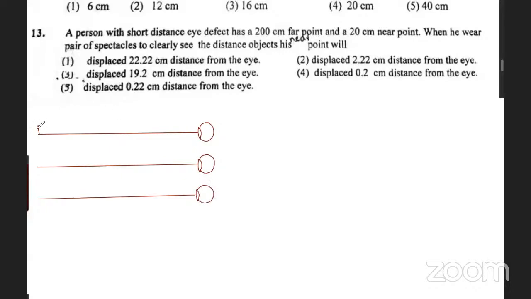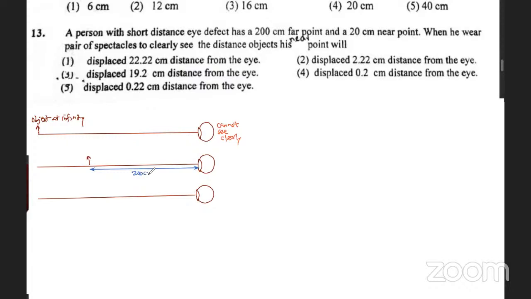First, the object is at infinity. What will happen? If the object is at infinity, the person cannot see it clearly. Why? His far point is just 200 centimeters. If you just see the object as a blurry image, there's no point. You should be able to see it clearly. On the other hand, when you place the object at 200 centimeter, he can see it because that is his far point.